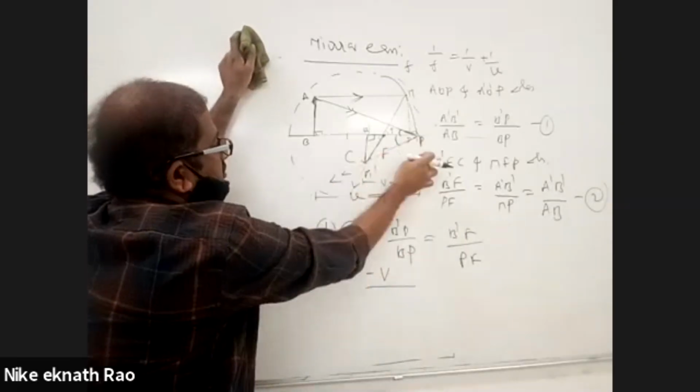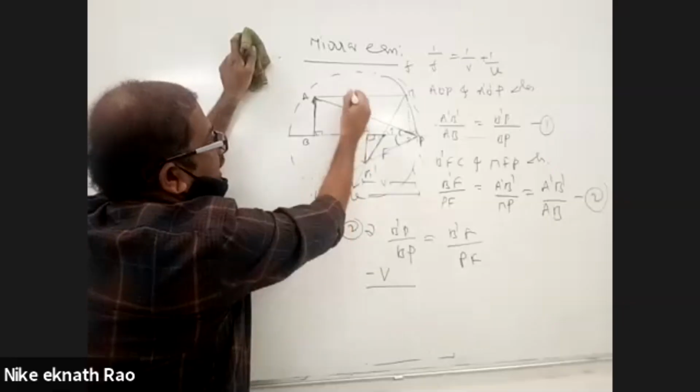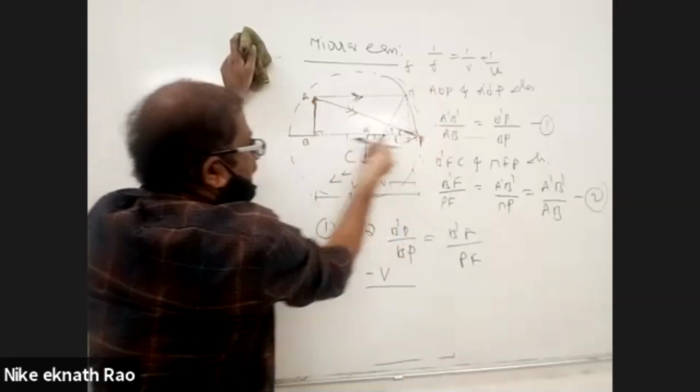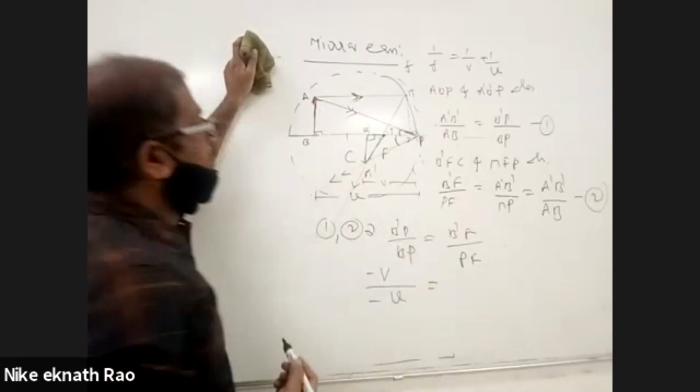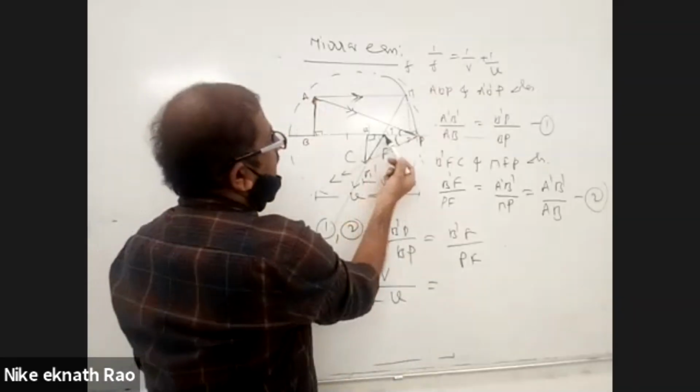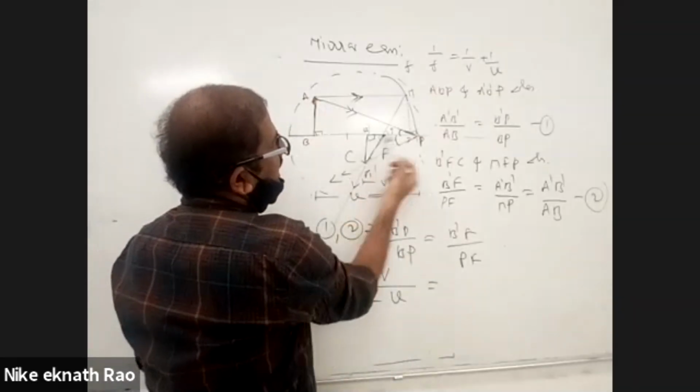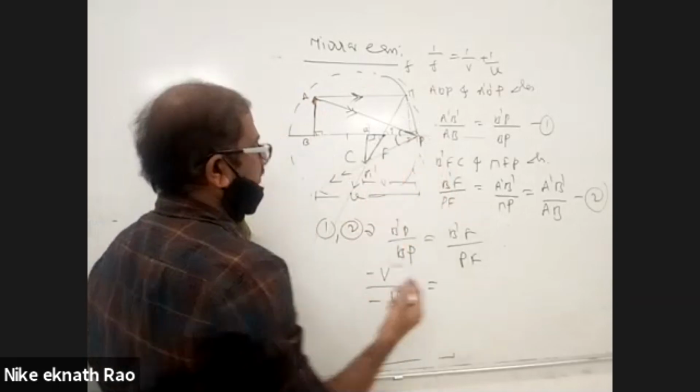BP is the object distance u. Traveling left to right, you are going right to left, so this is minus u. This will be B dash F. B dash F I can write as B dash P minus PF.